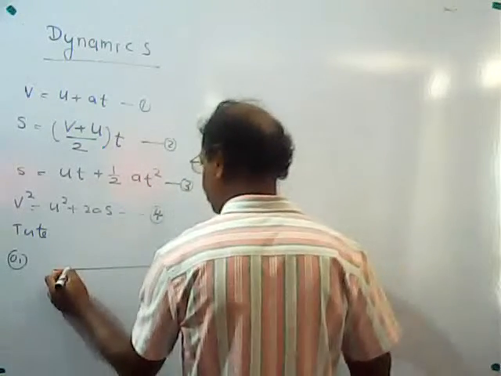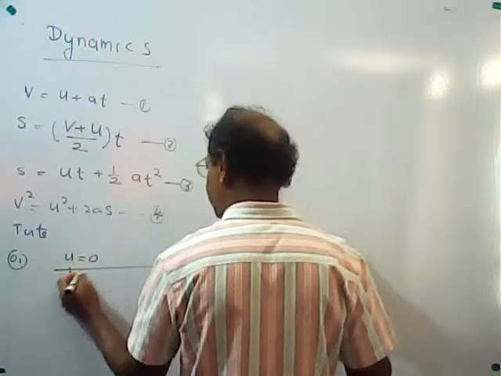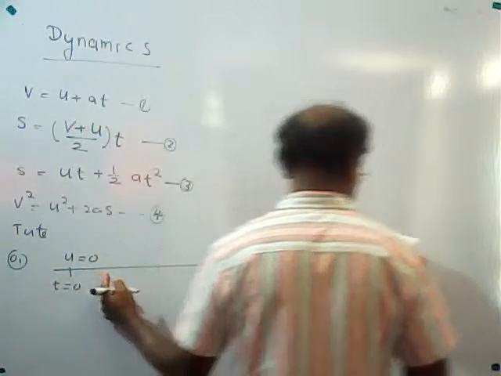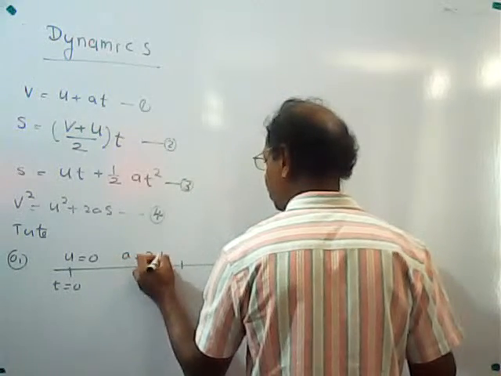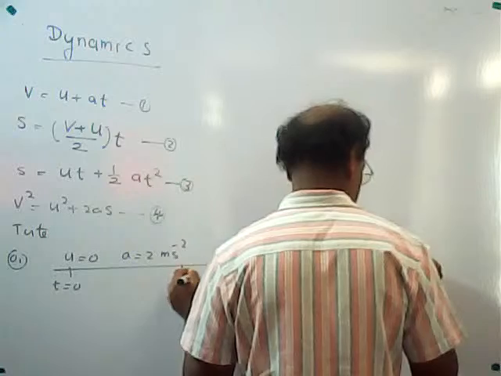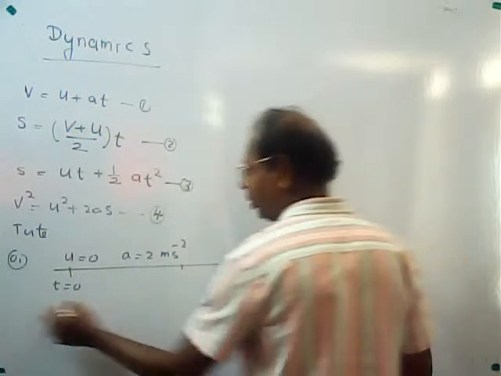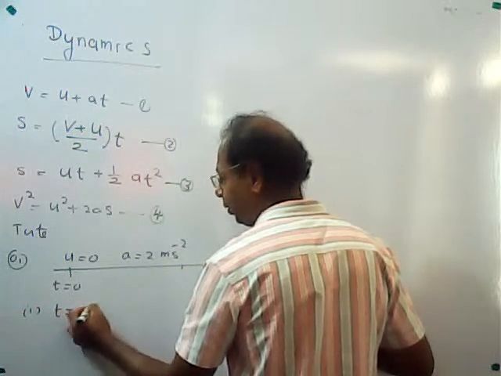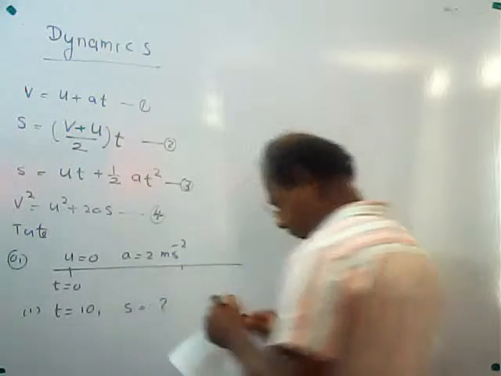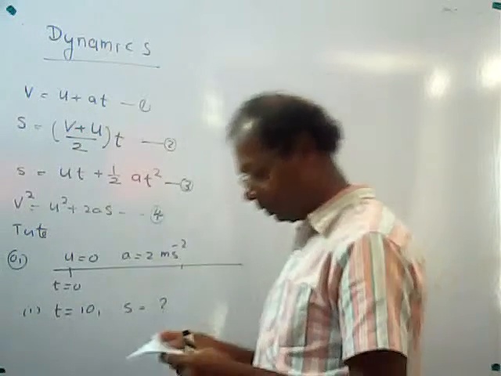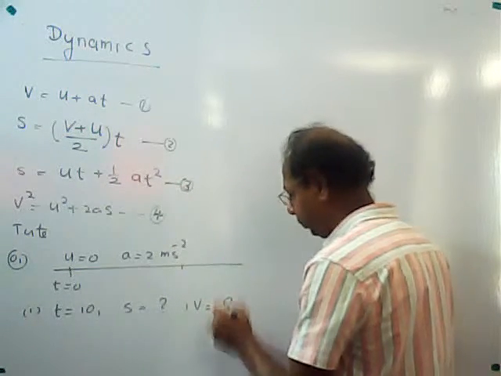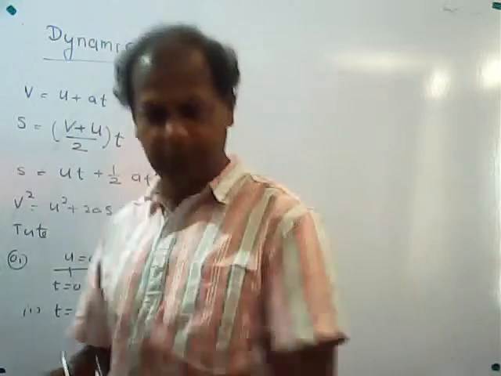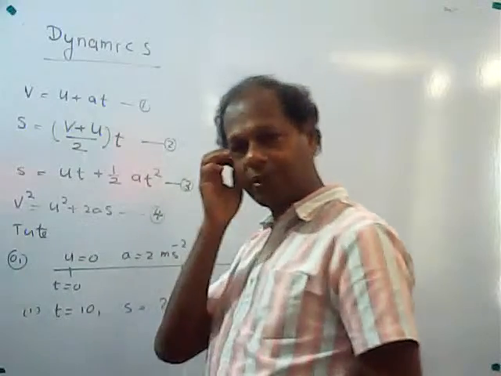In a straight line, the particle moves from rest at t equals 0, so the speed is 0, velocity is 0, and acceleration is 2 m s minus 2. You have to find the distance in 10 seconds. Part 1, when t equals 10, find the distance traveled, and the velocity gained by then.